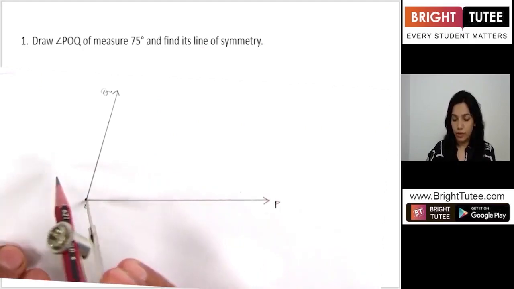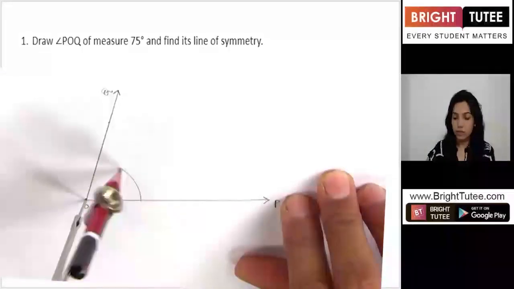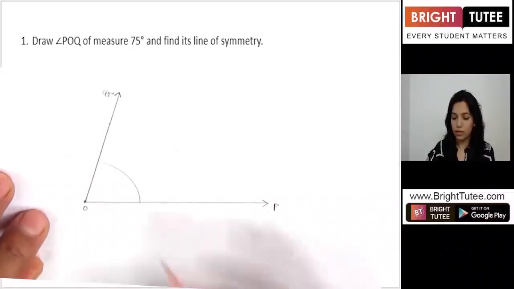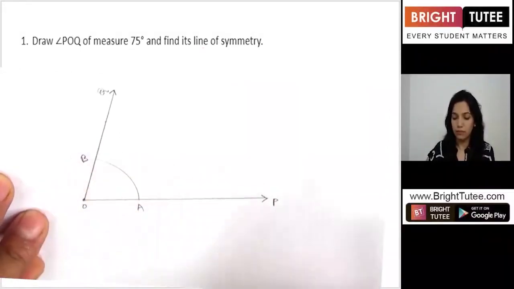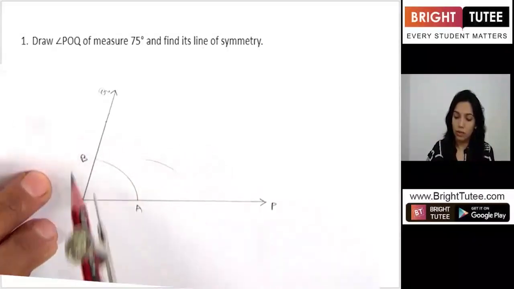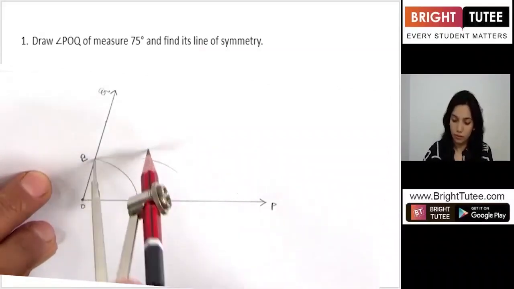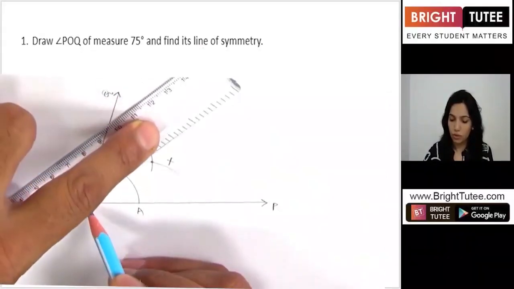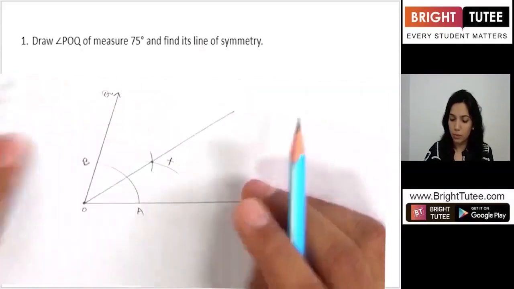So how do you do it? Keep the point at O within any suitable radius. You make an arc over here. Let's say it is meeting at points A and B. Now keeping the opening of your compass greater than half of AB, you make an arc over here. Keeping the point at B, you make an arc over here. And then you join your point O to this point, let's say point X.